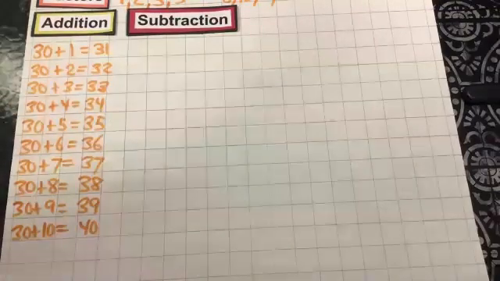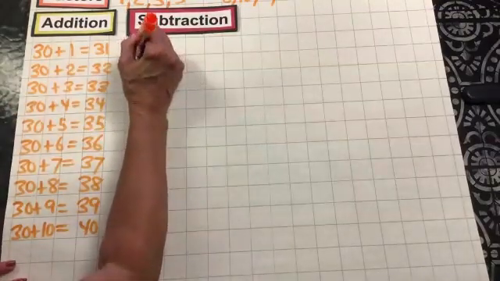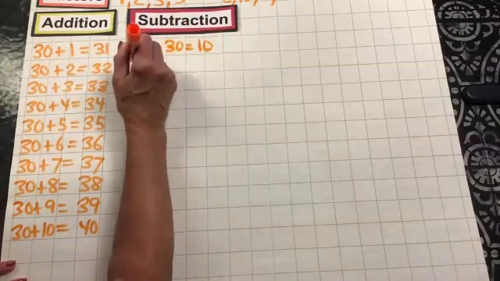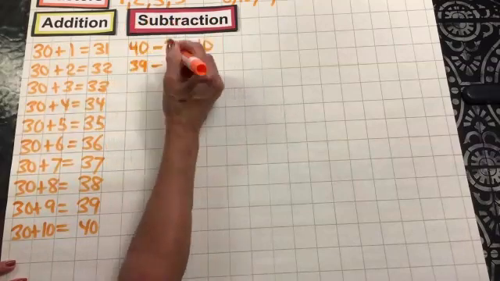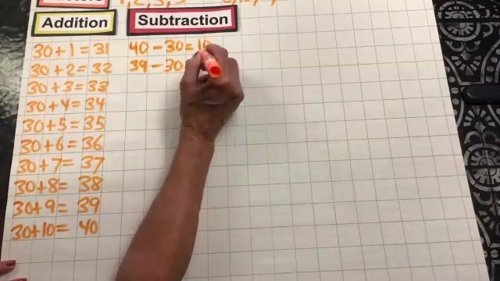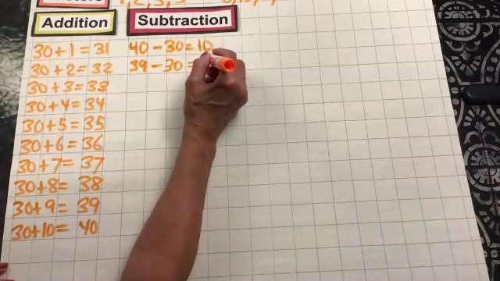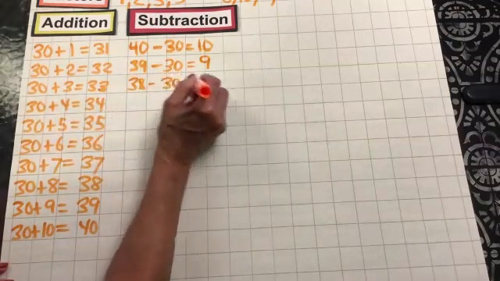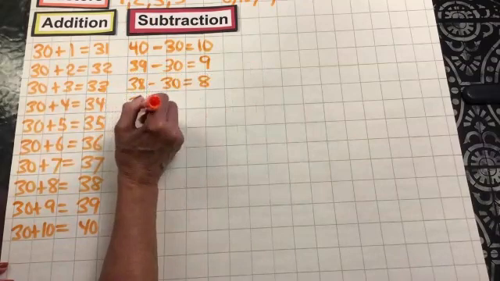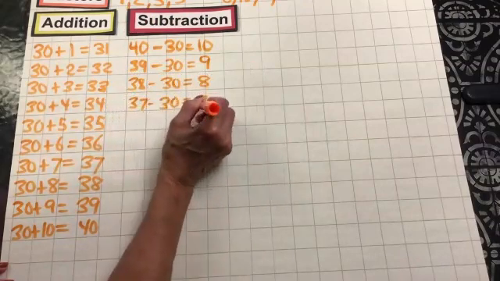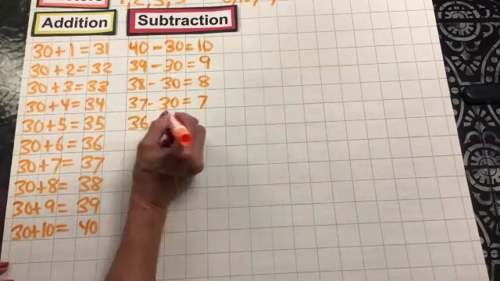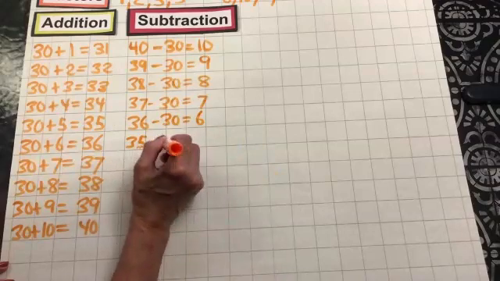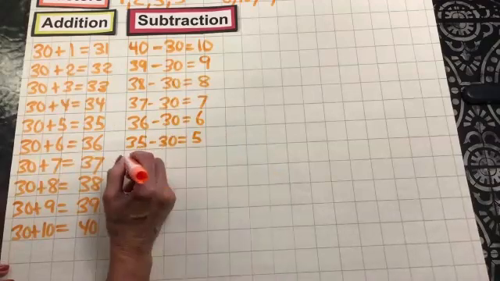And as a reminder, subtraction is addition backwards. So we're going to start with 40 minus 30 equals 10. 39 minus 30 equals 9. 38 minus 30 equals 8. 37 minus 30 equals 7. 36 minus 30 equals 6. 35 minus 30 equals 5.